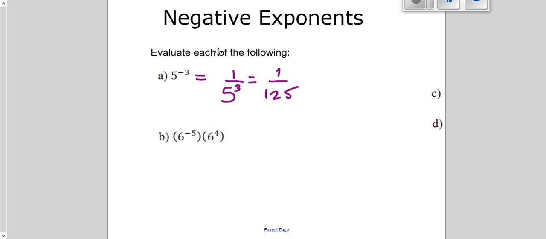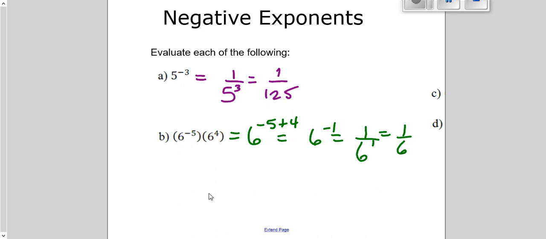So here's the second one. Let's say you had 6 to the -5 times 6 to the 4th. So this is multiplication, which means we're going to add our exponents. So -5 plus 4 is going to be -1. So that's going to be 1 over 6 to the 1, which of course is just 1/6.